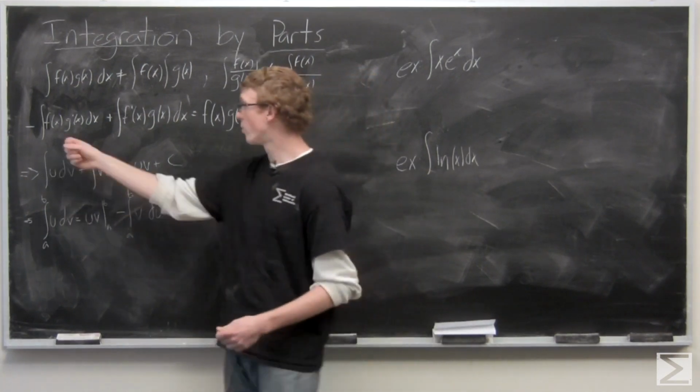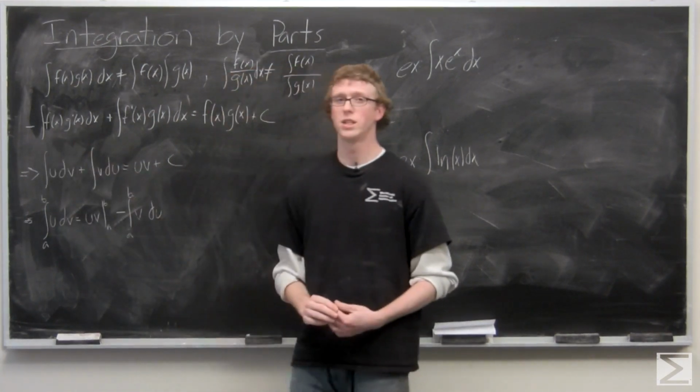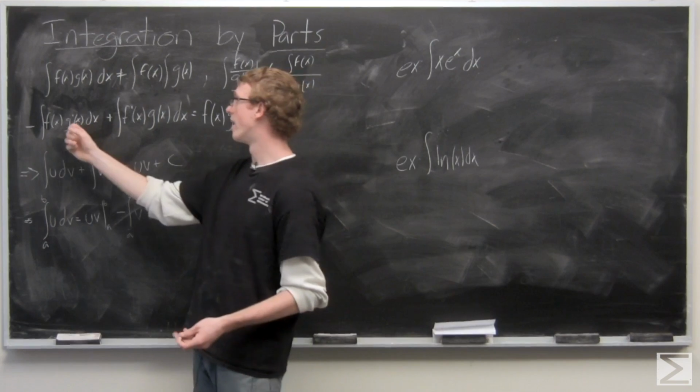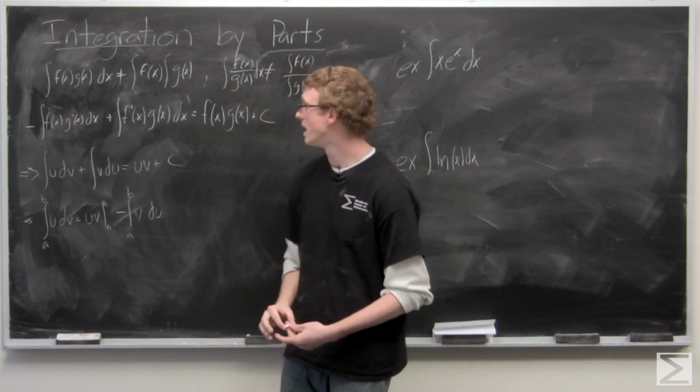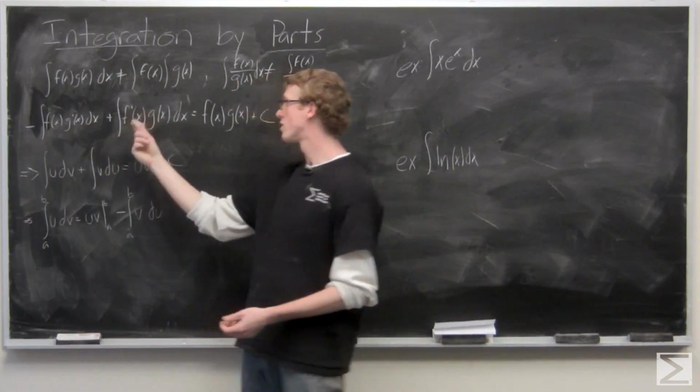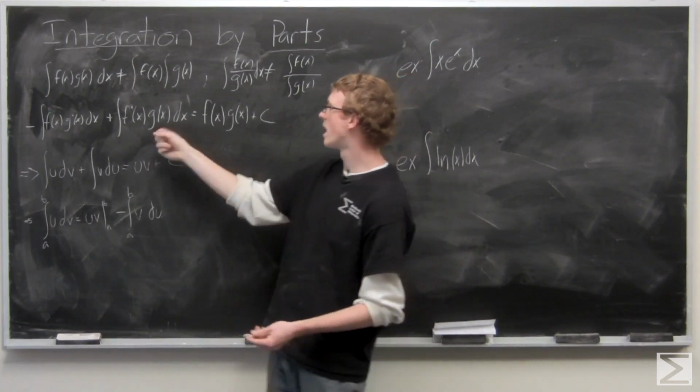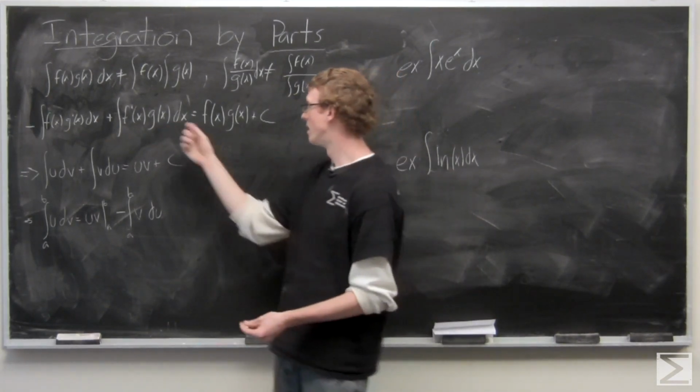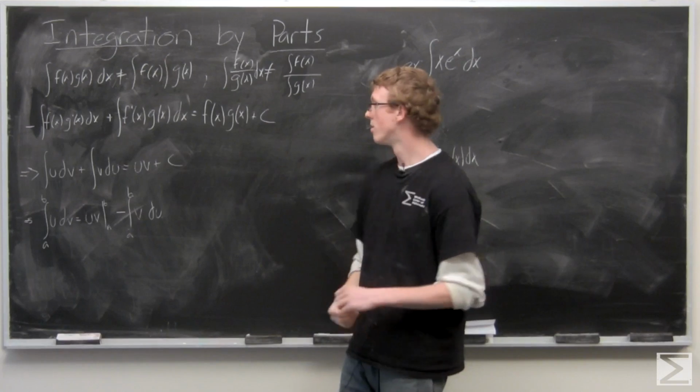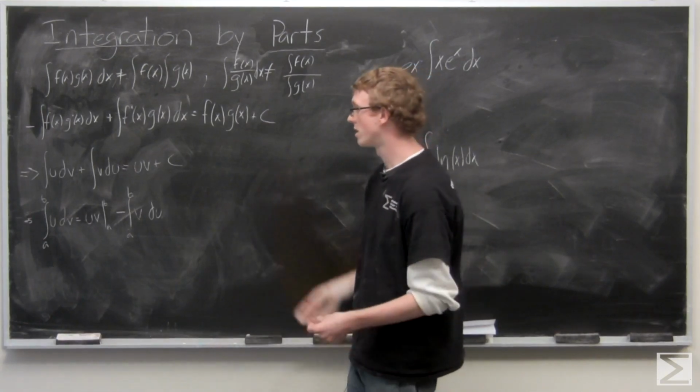So a way to work with functions, and this is the complex looking version of integration by parts: we have the integral of a function times the derivative of another function, dx, plus the integral of that first function's derivative times the second function, dx, equals the two functions multiplied by each other plus a constant.